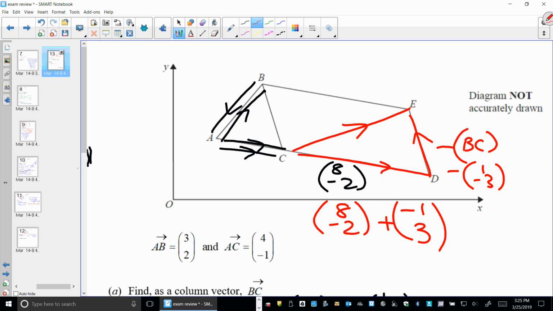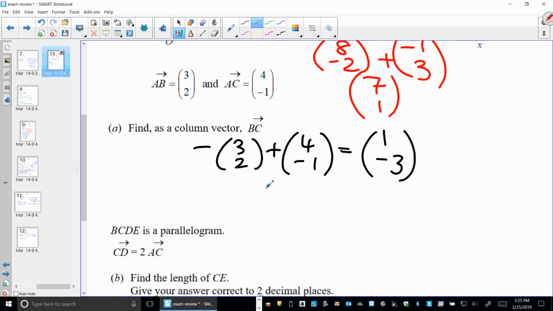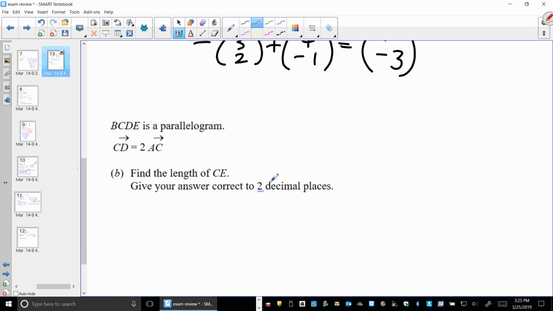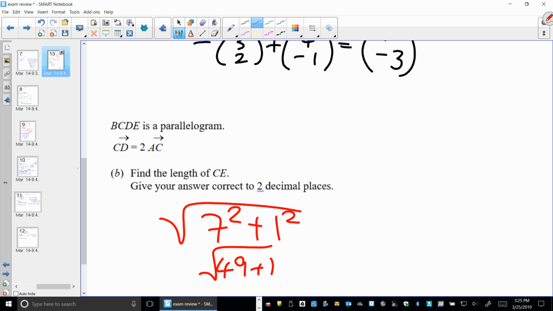So that's 7, 1. So if I've got the vector 7, 1 and I need to find the length of it, what do I do now? Whose rule do I use? Pythagoras. So that's going to be 7 squared plus 1 squared. So that's 49 plus 1. So that's root 50.